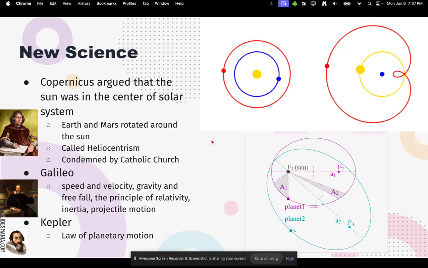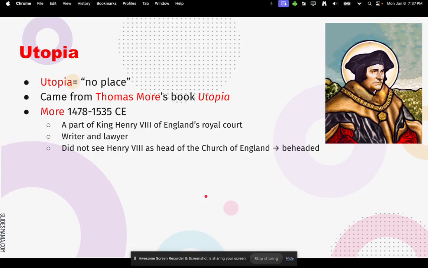There's also Galileo, who's this person right here. He did some mathematical formulas on speed and velocity, gravity and freefall, the principle of relativity, inertia, and projectile motion. And then there's this person down here. His name is Kepler. He did the law of planetary motion, which is this mathematical formula here of how planets rotate around the sun.